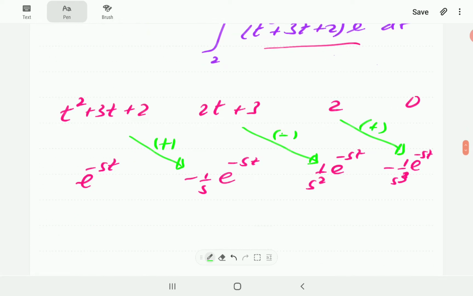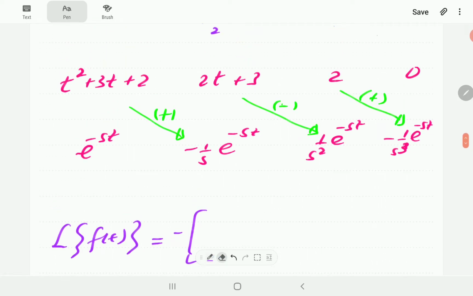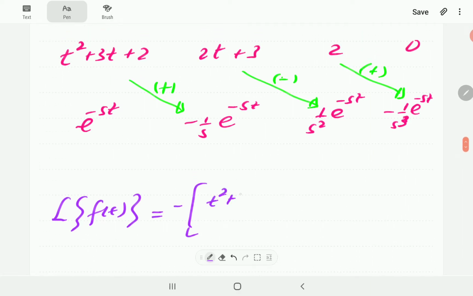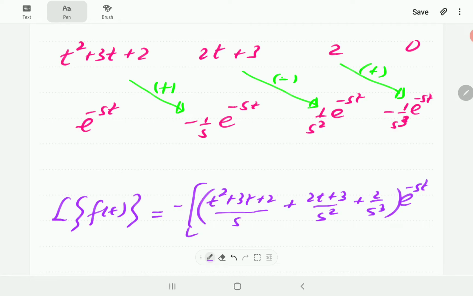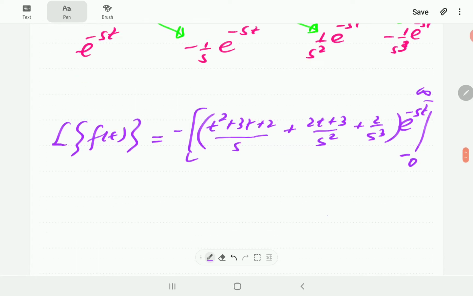So what's going to happen is then the Laplace transform of f of t is going to be, all the terms are going to be negative, because for this one I got plus and minus here, plus and minus there. So we're going to have t squared plus 3t plus 2 over s. We're going to have 2t plus 3 over s squared. We're going to have 2 over s cubed. These are all multiplied by e to the minus st. And then this is evaluated between 0 and infinity.